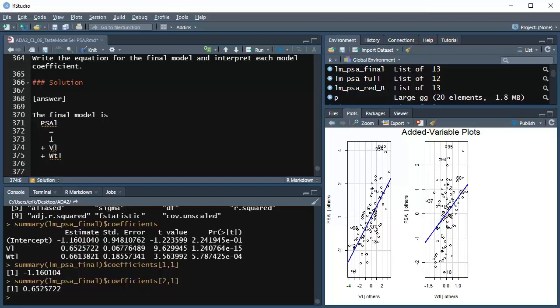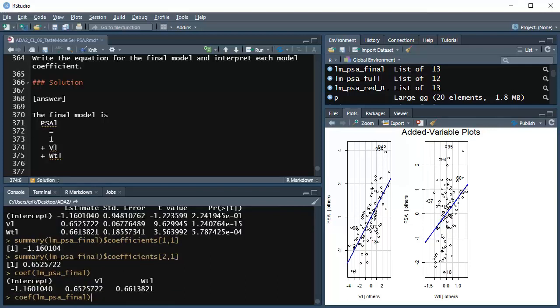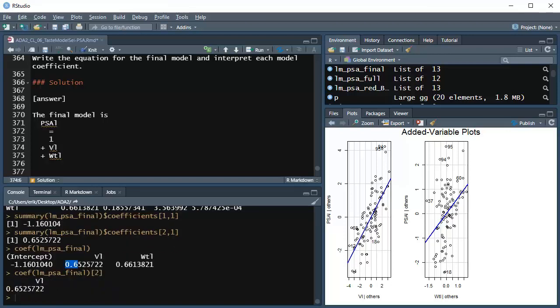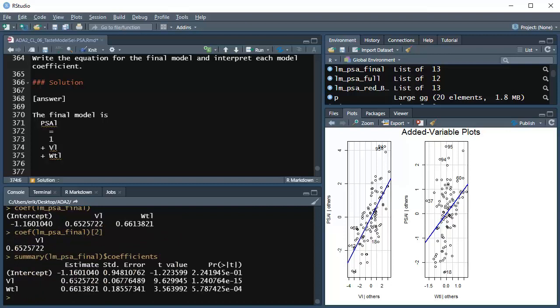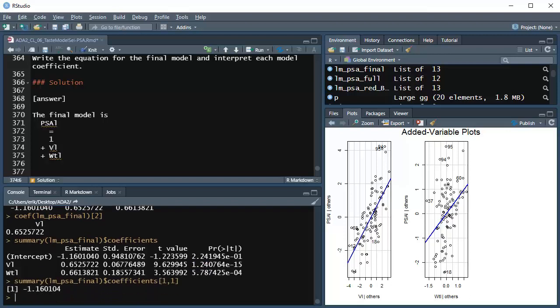I'll make one side comment here. There is a quicker way to get coefficients with coef, which just gives you those three values, and then you can specify, like the second one here is the one for volume, 0.65. So this is a quicker way to get to the coefficients, but I always use this way because in my own work, I'm very likely interested also in the p-values or the t-statistics or something. And so indexing by elements of this table I find to be more useful for my own work.